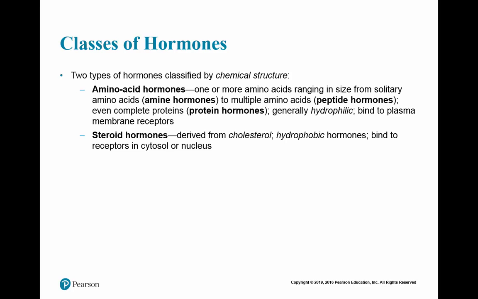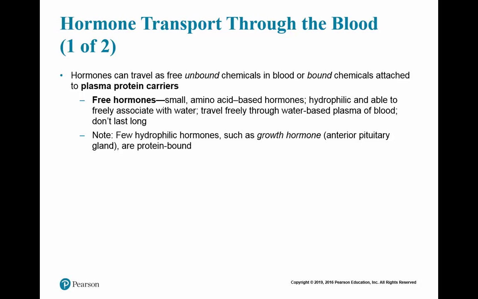There's the amino acid hormones and the steroid hormones. The amino acid hormones, obviously, are made of amino acids. If it's one amino acid, it's called an amine hormone. If it's multiple amino acids, it's called a peptide hormone. And if it's a complete protein, it's called a protein hormone. These are usually hydrophilic, so they're going to bind to receptors in the plasma membrane. Now the steroid hormones come from cholesterol, and these are hydrophobic hormones, so they're going to bind to receptors that are in the cytosol or the nucleus.